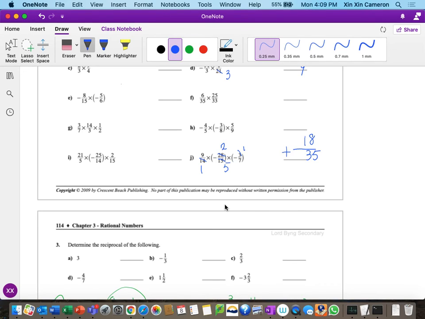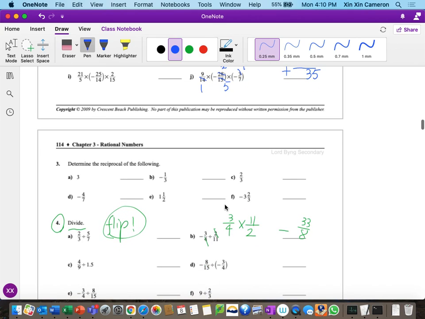I think you can just enjoy the rest of the exercise set, because down here it says flip. Why? Because there's a division now. But after you flip it, everything is the same.